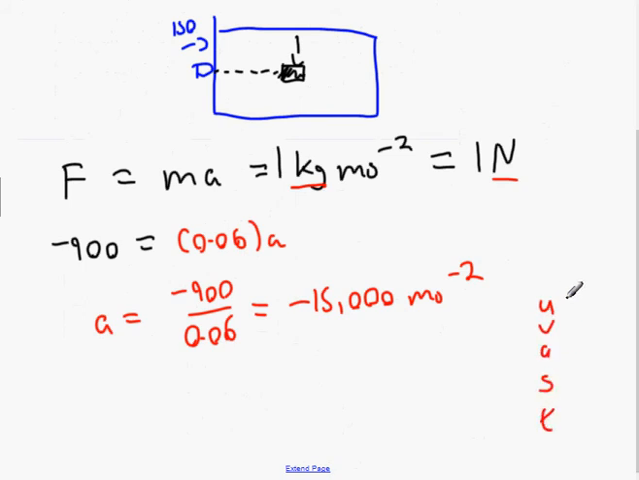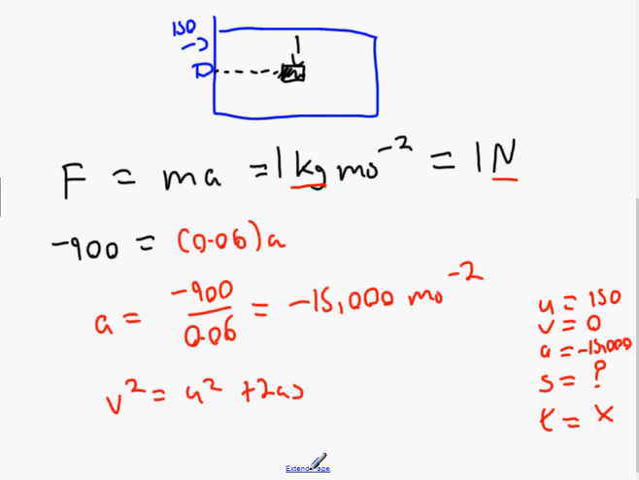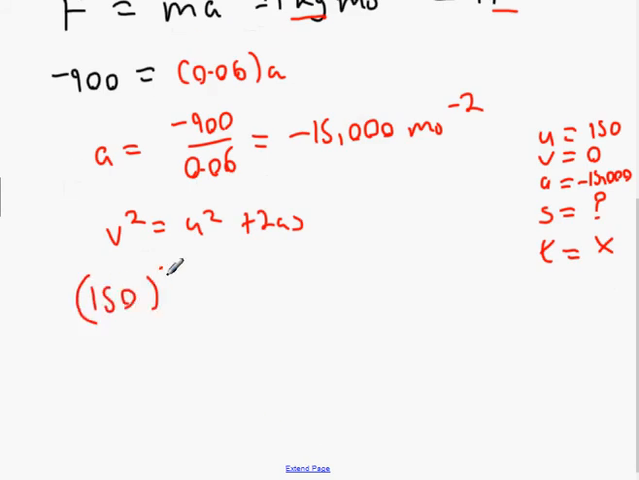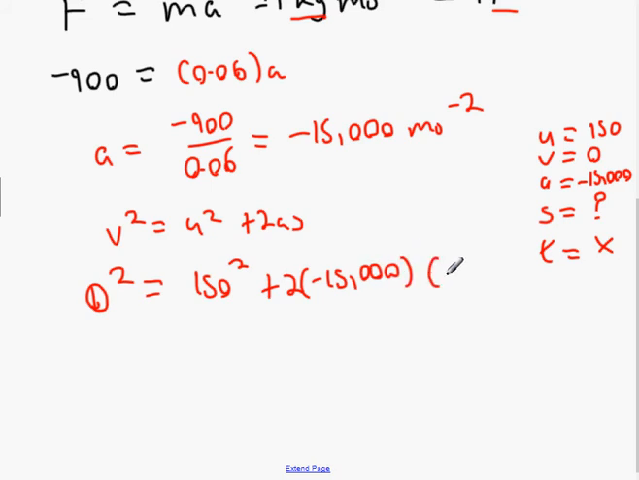U is 150. V is, anybody? 0. Your acceleration is minus 15,000. Your S is what we're looking for. T, we don't care about. V squared equals U squared plus 2AS. Your 0 squared equals your 150 squared plus 2 times your minus 15,000 times your distance, which is what we're looking for, S.